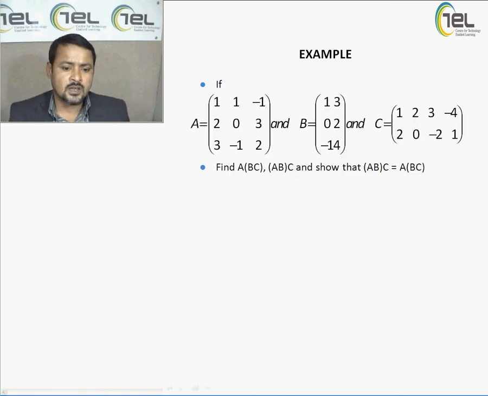Now we have an example to prove the associative law of the matrices. We have been given 3 matrices A, B and C. We have to prove that A into BC is equal to AB into C. The first matrix is a 3 into 3 matrix, the second matrix is a 2 into 3 matrix, and the third matrix is a 4 into 2 matrix.